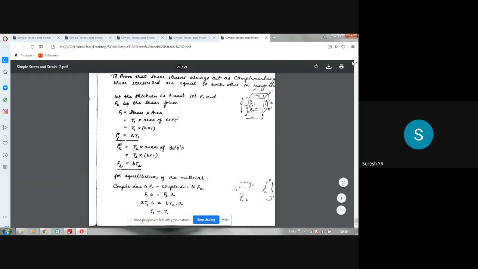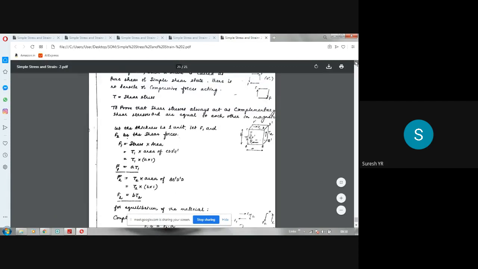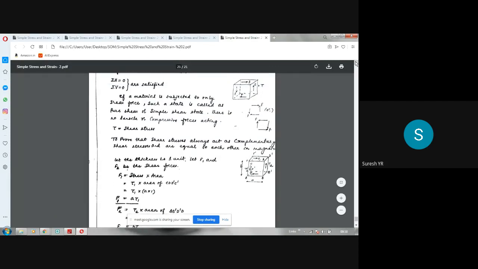So the question can be asked like this: define the state of pure shear and show that the shear stresses always act as complementary shear stresses. So that is the simple derivation. They may ask for 4 or 5 marks. So next, I will go to the very important concept. Next one.